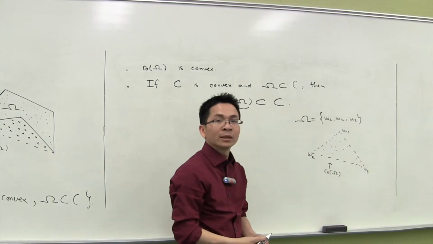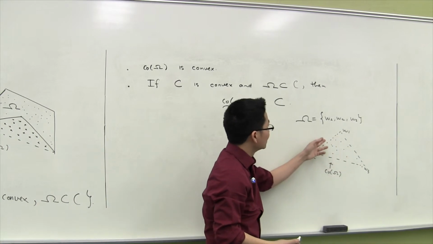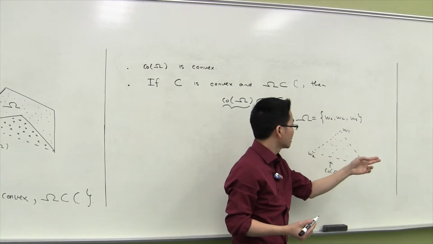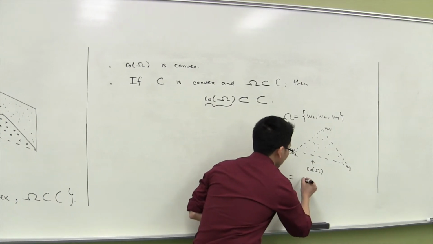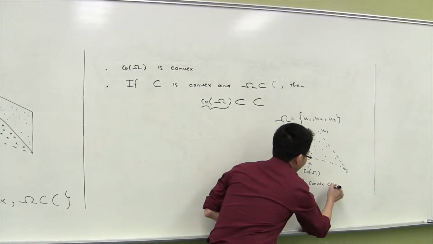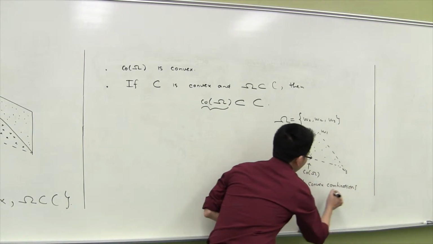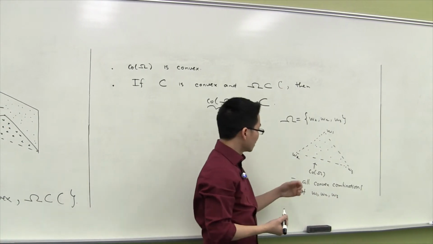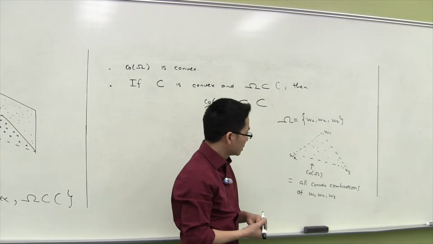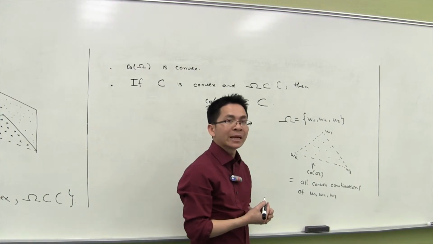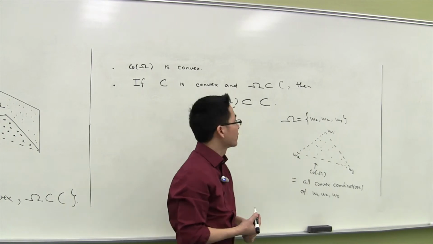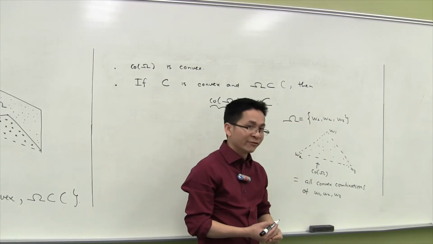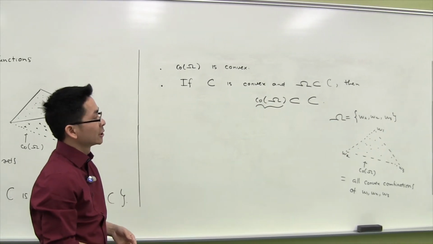And as we can also see from these figures, this triangle is the set of all convex combinations of W1, W2, and W3. Therefore, the convex hull of omega is equal to all convex combinations of W1, W2, and W3. So the convex hull of omega here is equal to the collection of all convex combinations of elements of omega. And the situation works for any subset of Rn. Here this is a finite set, but it works for infinite sets as well. So let me go ahead and state the proposition and give the detailed proof.